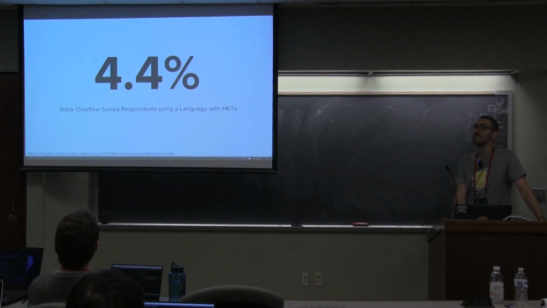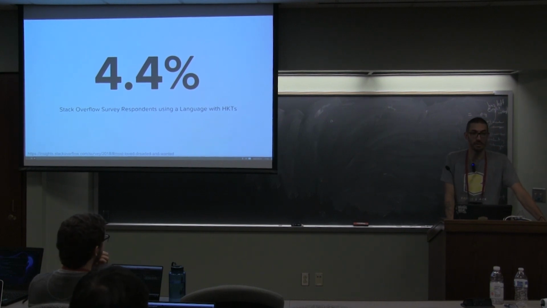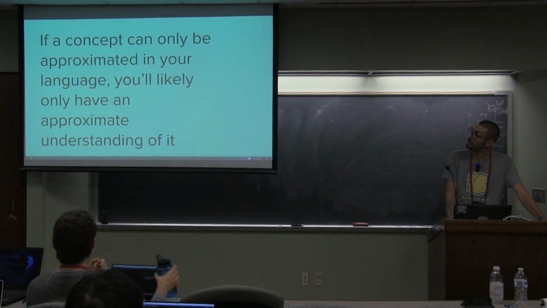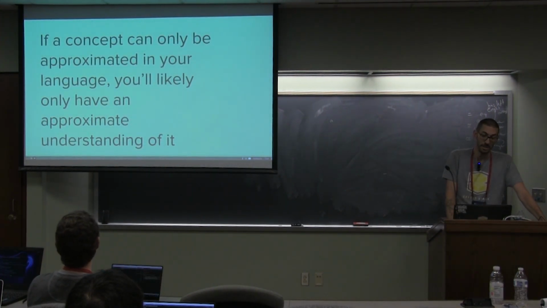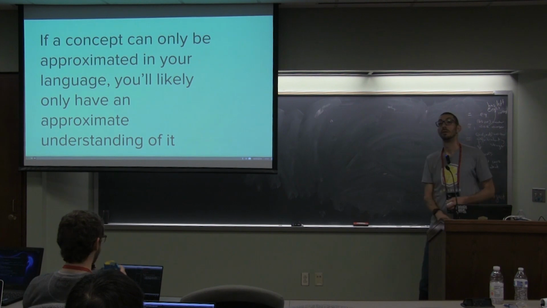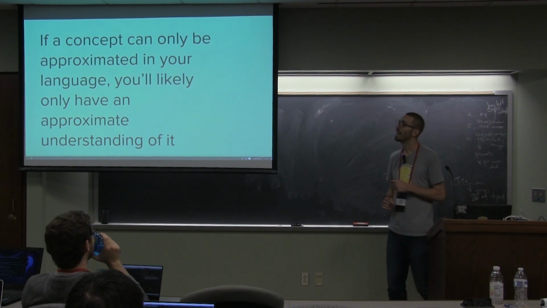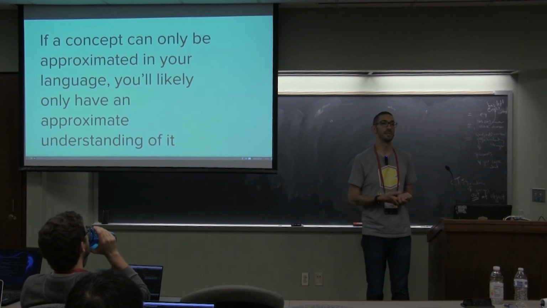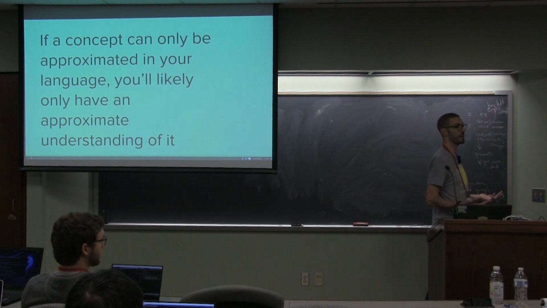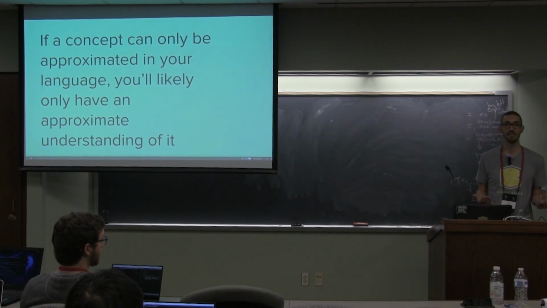So 4.4%, this is according to Stack Overflow's most recent survey. Now that's a bit self-defining given who typically goes to Stack Overflow. But 4.4% of respondents worked in a language with higher kind of types. It means most people don't. And so that's, I think, a big reason for why. So if you can only approximate a concept in your language, you're only really going to have an approximate understanding of what the thing is.